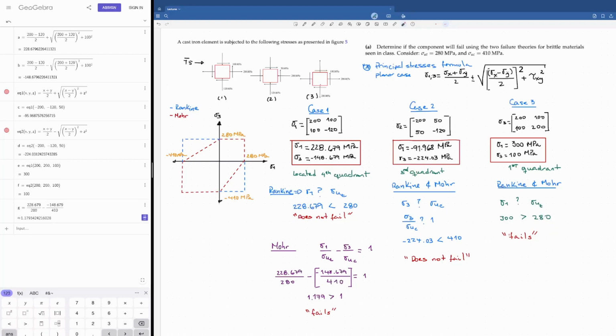What else? Well, this was it. We used a couple of tricks in the calculator to speed up the calculation process, but this is the end of the problem.